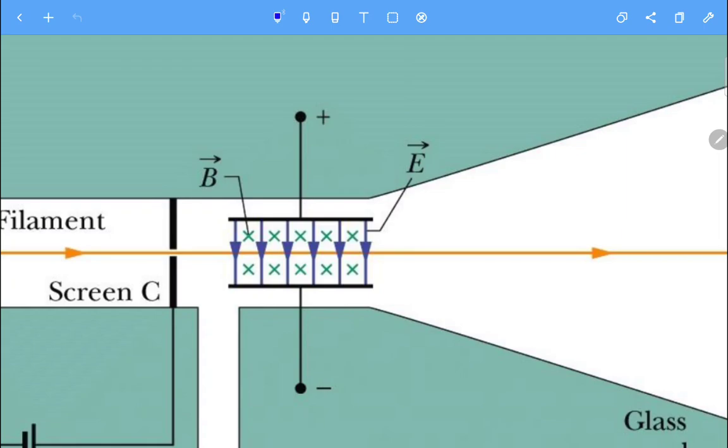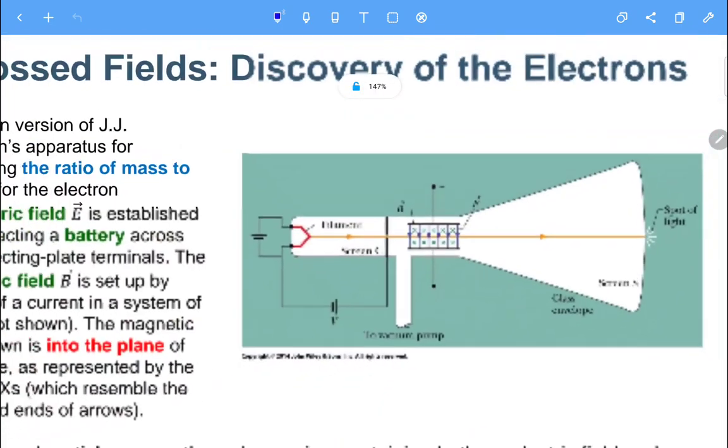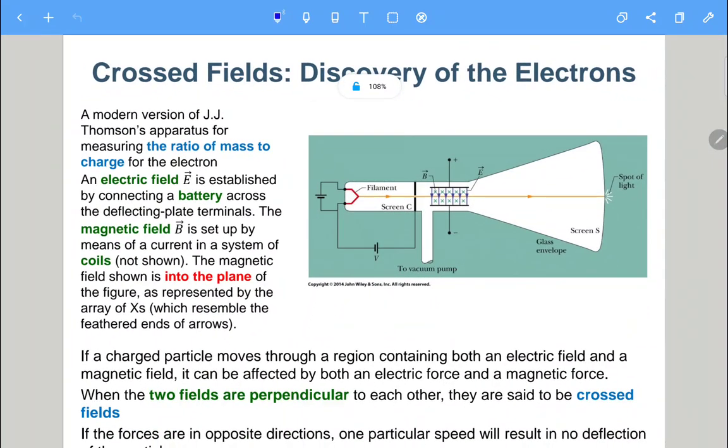And of course, you should have known that the uniform E field is generated by parallel charge plates. But for the B field, how we can generate it, you will probably know one chapter later. So it's only assumed that we can really generate the uniform B field somehow.